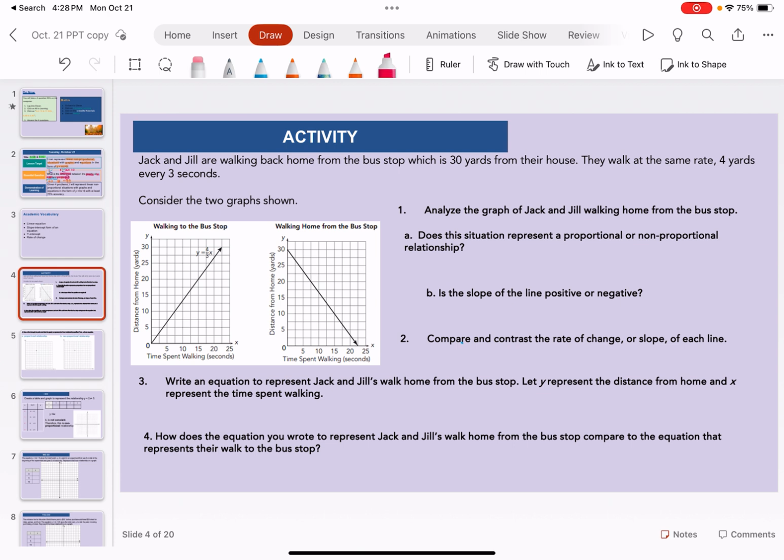Okay, so we have our first activity. It says Jack and Jill are walking back home from the bus stop, which is 30 yards from their house. They walk at the same rate, which is 4 yards every 3 seconds. We have to consider the two graphs shown. Number 1 says analyze the graph of Jack and Jill walking home from the bus stop. And 1a asks, does this situation represent a proportional or a non-proportional relationship?